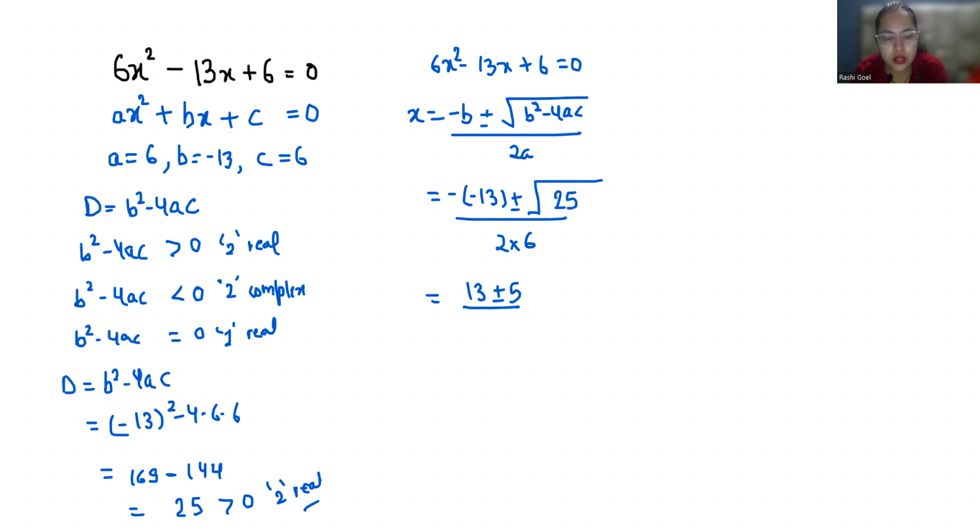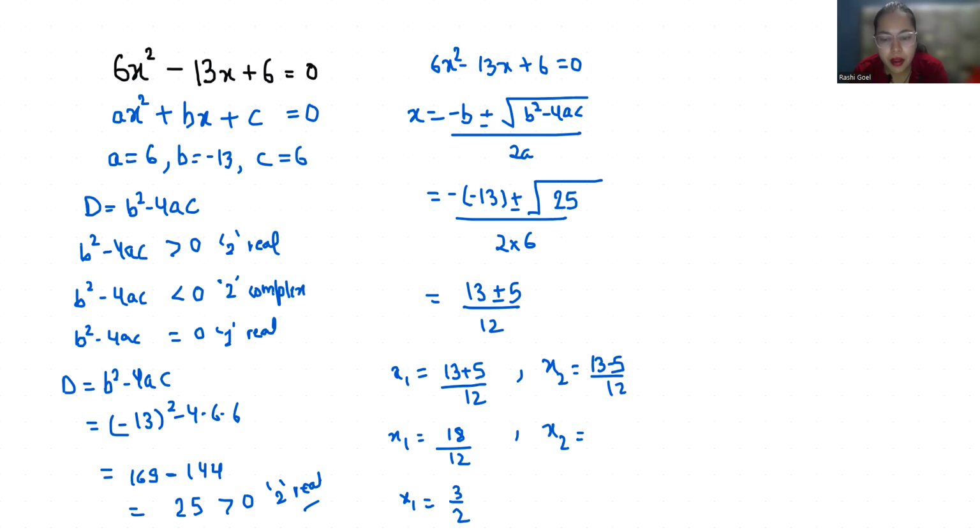So x1 is (13 + 5) / 12 and x2 is (13 − 5) / 12. So 13 + 5 is 18 over 12. When we reduce the fraction by dividing it by 6, we get 3/2. And x2 is 8/12. When we reduce the fraction by dividing it by 4, we get 2/3.